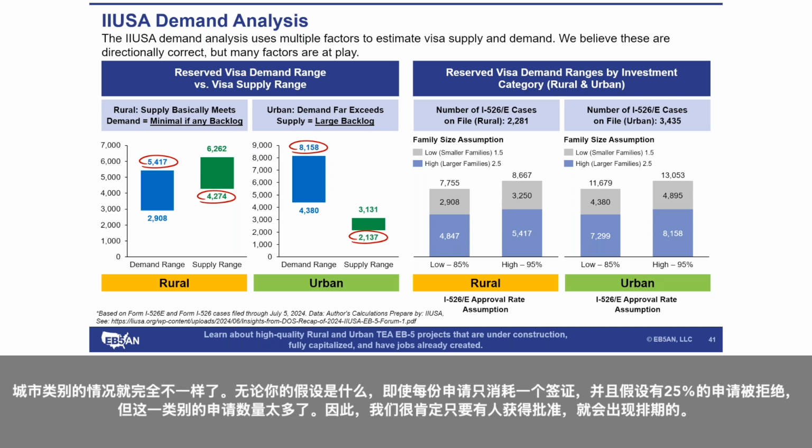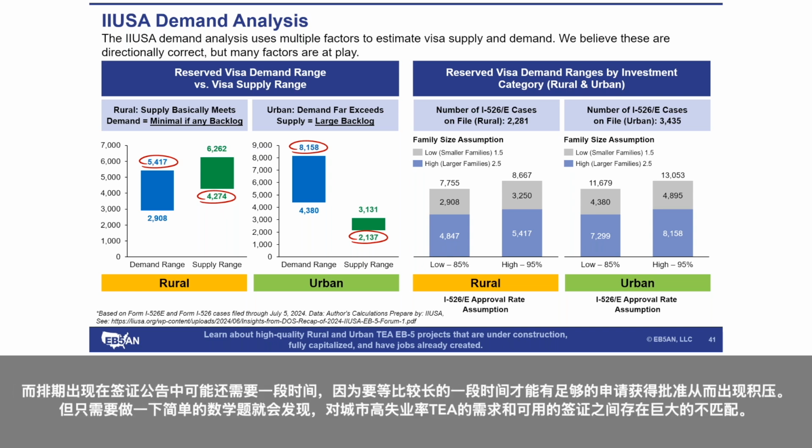Urban tells the opposite story. No matter what your assumptions say, even if it was only one visa for every person and you assume 25% of cases are denied, there's way too many people that have applied in that category. So we know for sure there is a backlog once somebody gets approved. It may not show up in the visa bulletin for a while because it's going to take a long time to get enough approvals to make it show up. But just basic math shows you there's a huge mismatch between the demand that's been there for the urban high unemployment TDAs and the visas available.